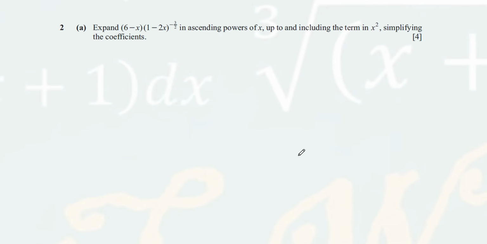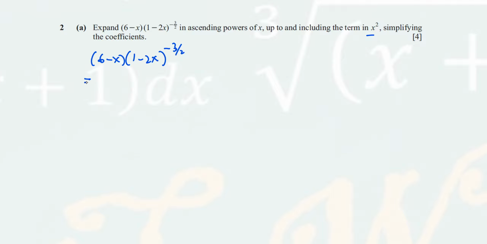Question number 2. Expand (6 minus x) times (1 minus 2x) to the power of negative 3 over 2 in ascending powers of x up to and including the term in x squared, simplifying the coefficients.